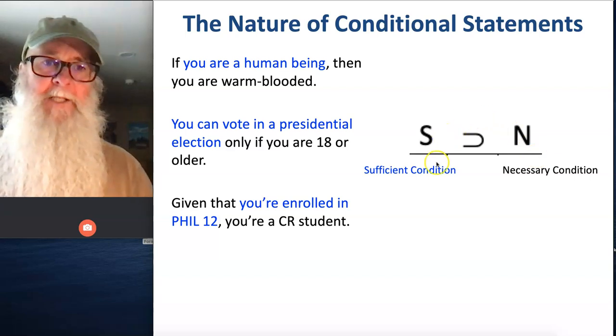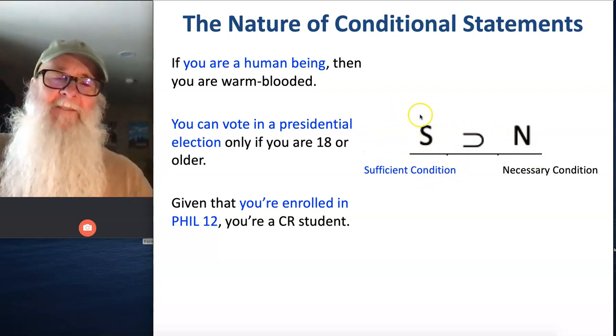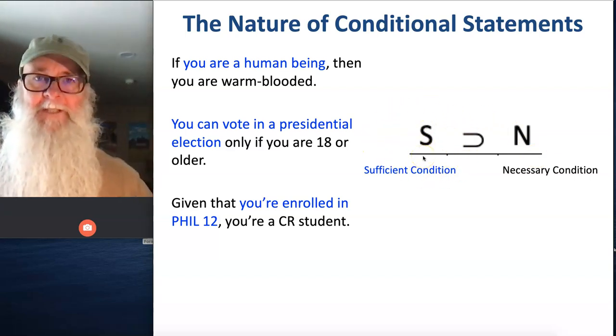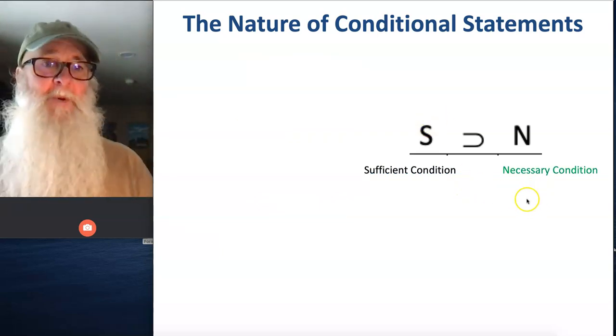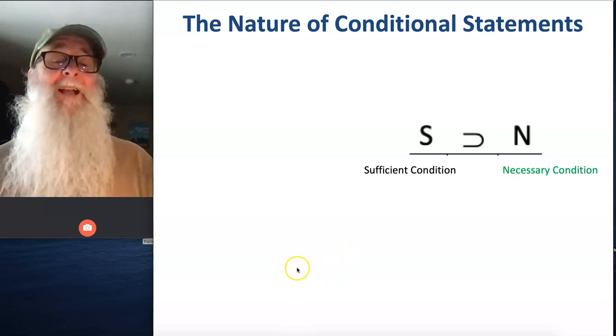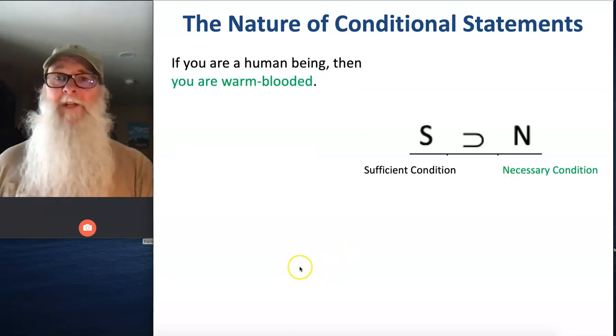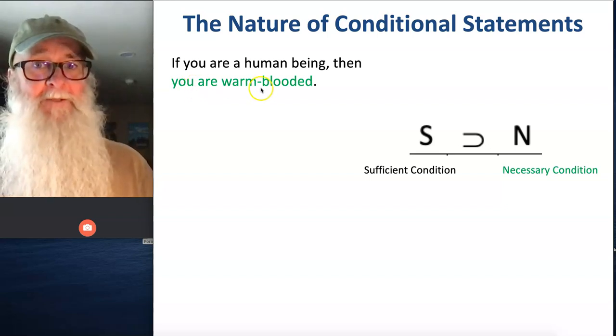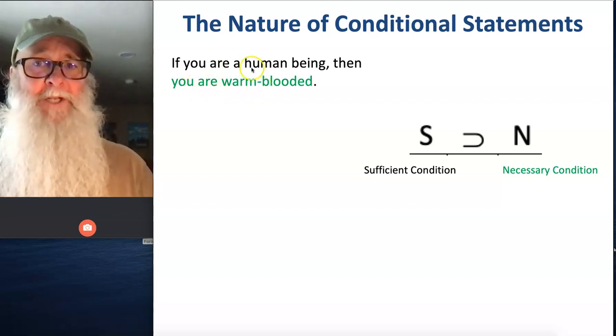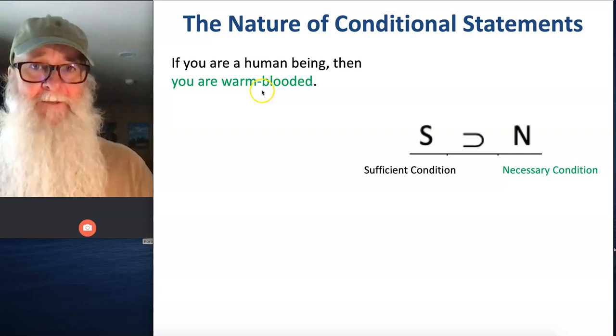So when we think about our conditional statements, the statement on the left-hand side of the horseshoe is the sufficient condition. On the other hand, the set of conditions on the right-hand side of a horseshoe, whatever that statement expresses, that's a necessary condition, okay? So if you're a human being, it's necessary that you be a warm-blooded creature, right? It can't be the case that you're a human being and you're not a warm-blooded creature.